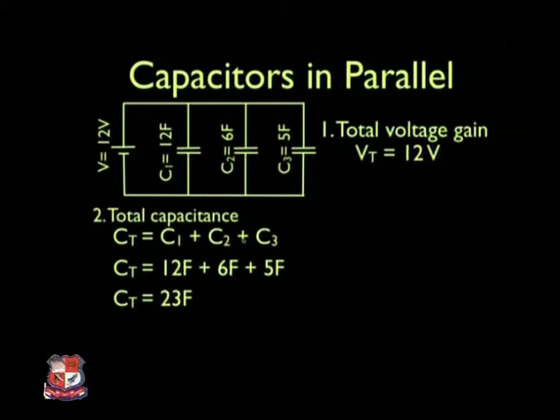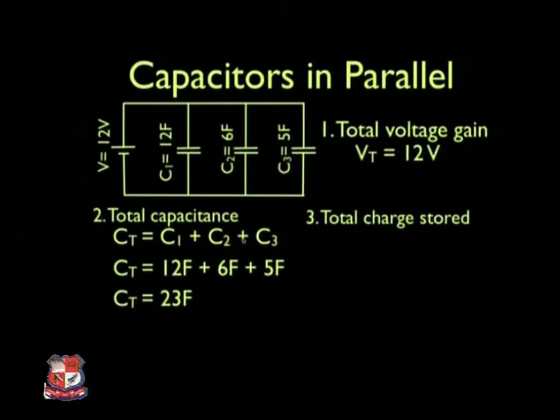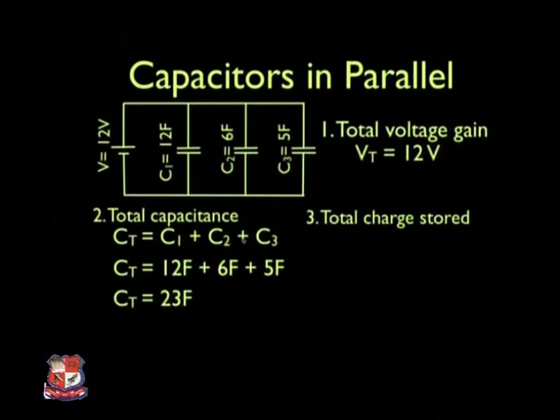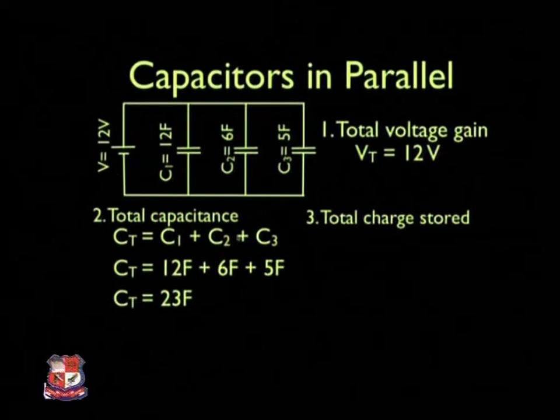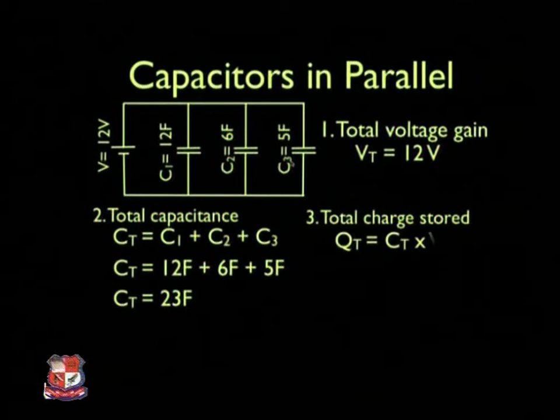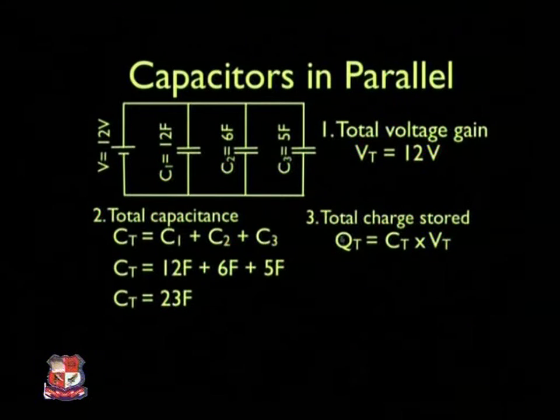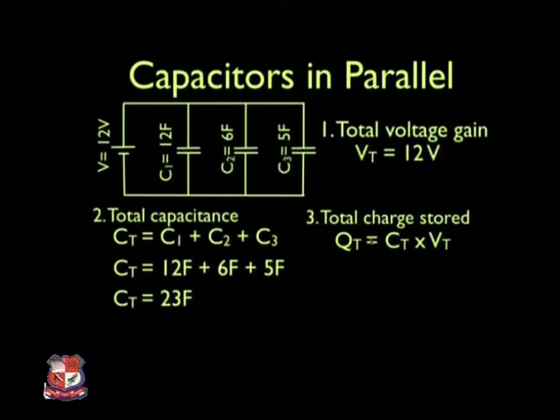Okay, next. What is the total amount of charge that is stored on this circuit? Now, we could go through and figure out the charge on this one, plus the charge on the second, plus the charge on the third, and then add them up and get the total. And we're actually going to do that later. But first of all, we can easily get the total charge by using our capacitor equation. Q equals C times V.